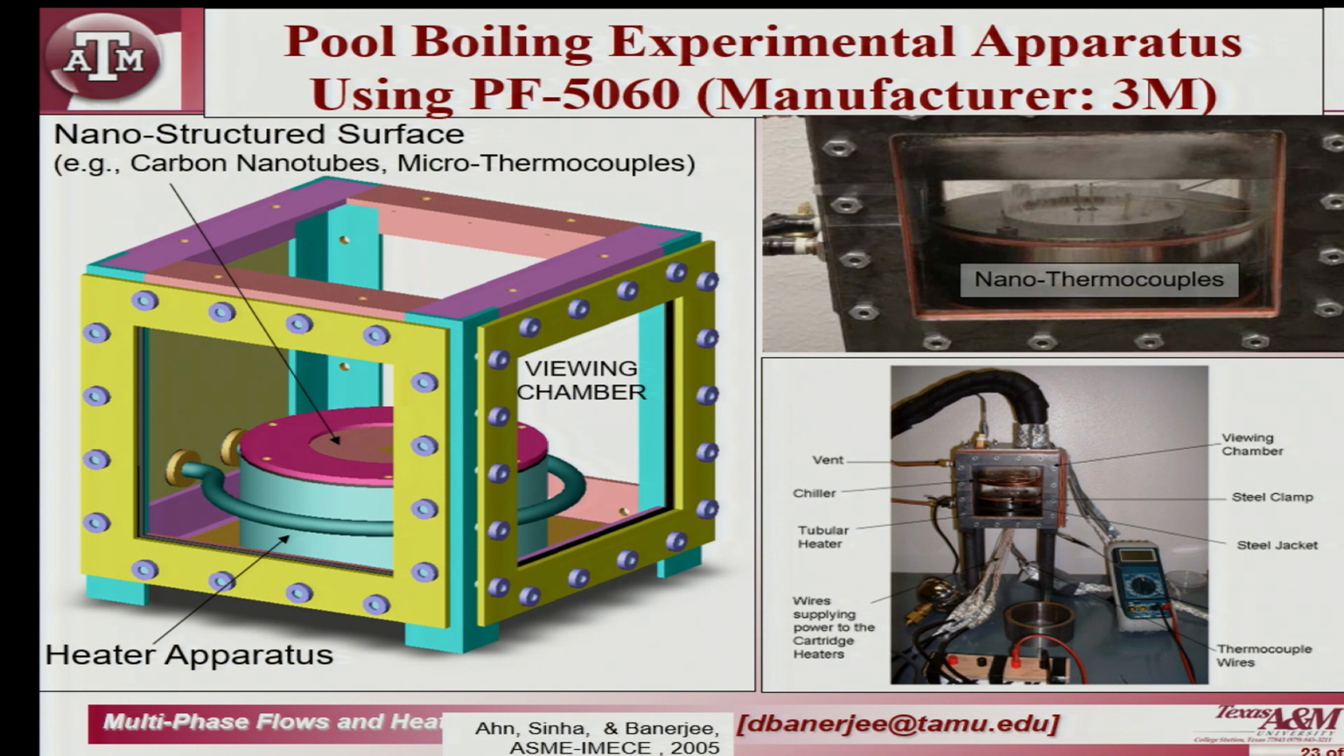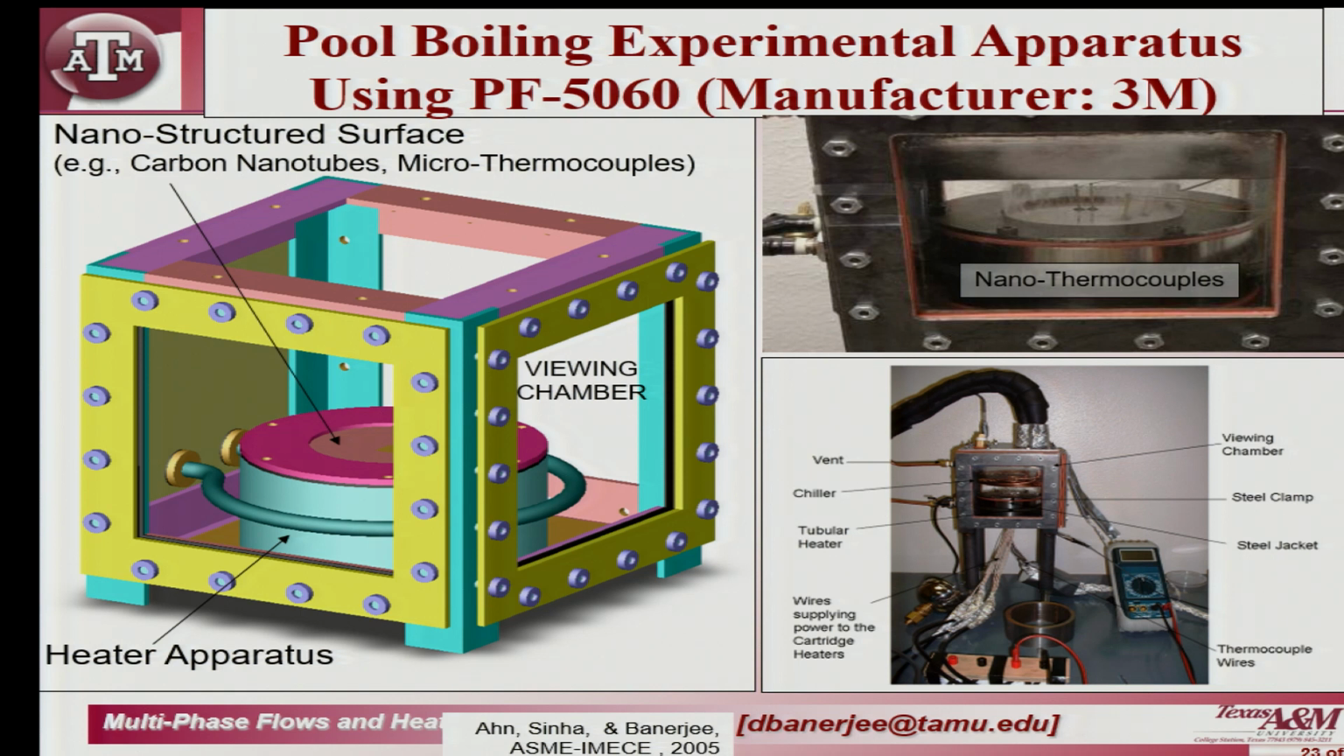The connections for the electricity come from the bottom, the thermocouple wires go out from the bottom, and then we fill it with a refrigerant. That is what you see over here. Here is the viewing chamber, it is filled with a refrigerant, that is the height of the refrigerant layer. You can see there is a silicon wafer with the clamp, and you can see these wires that are bonded to the nano thermocouples.